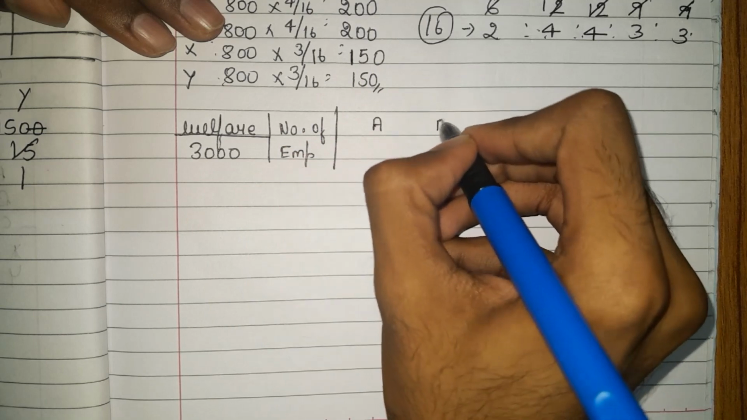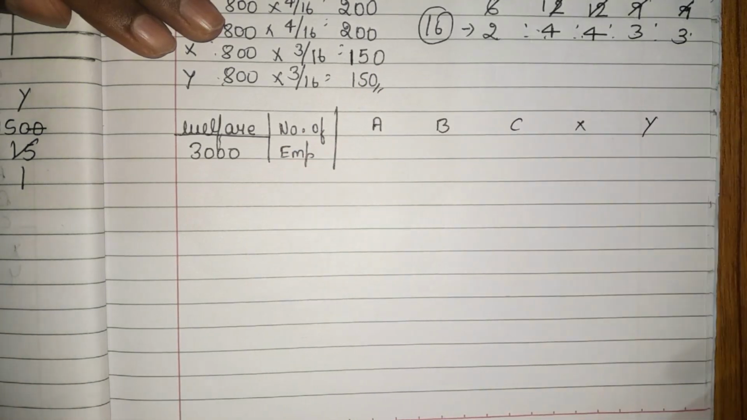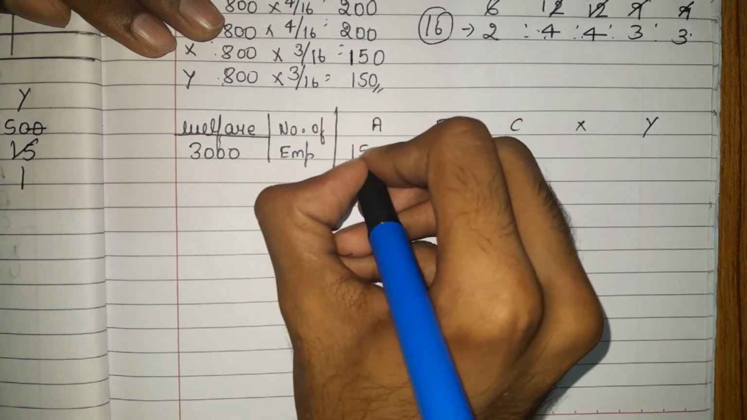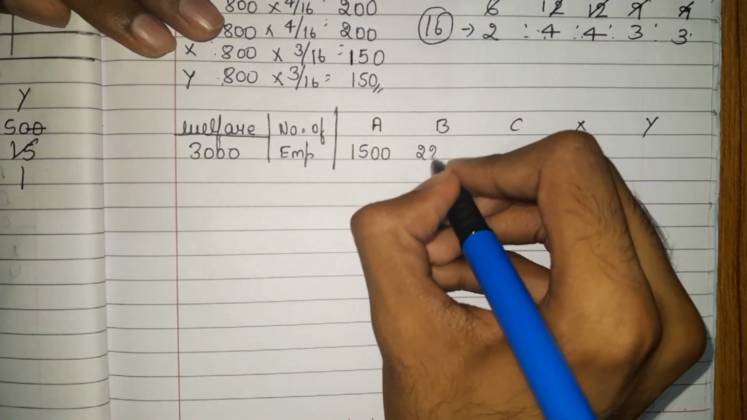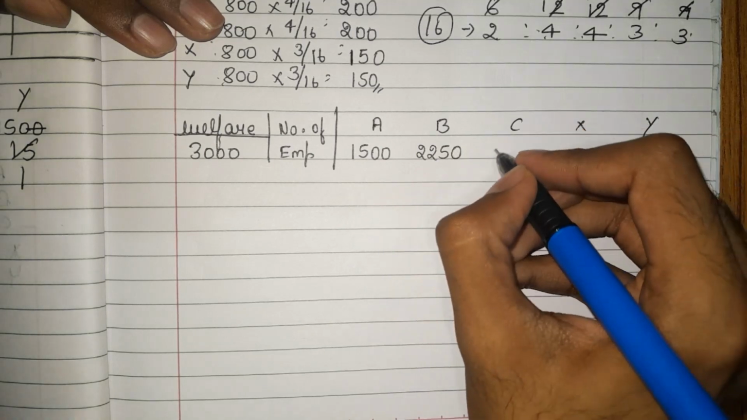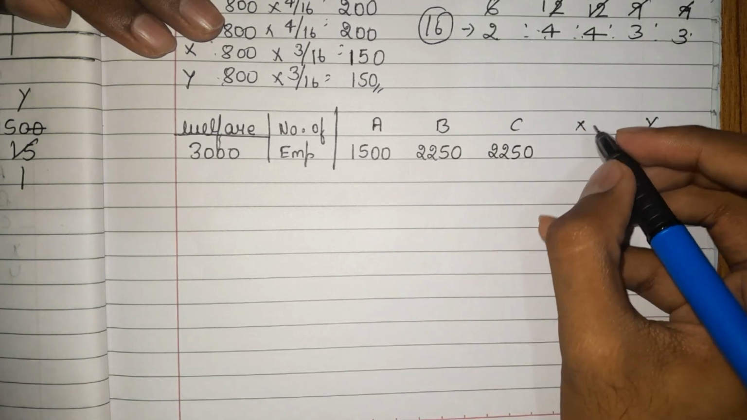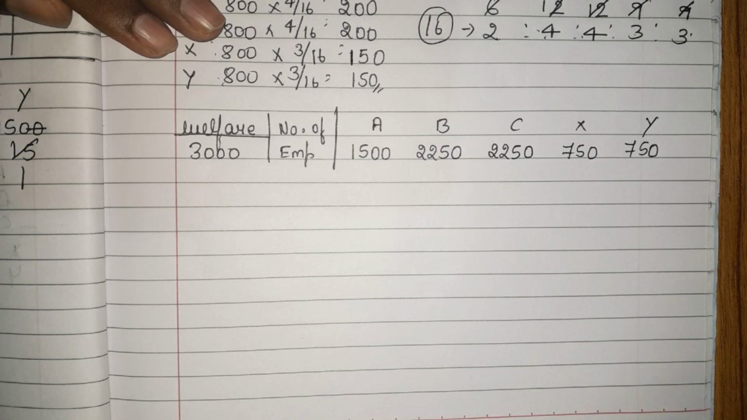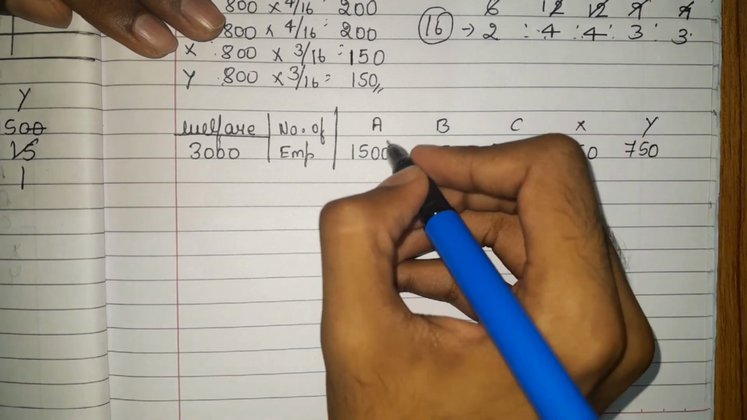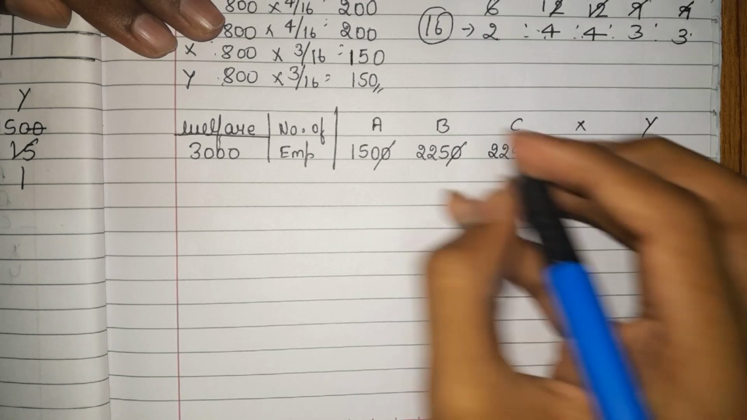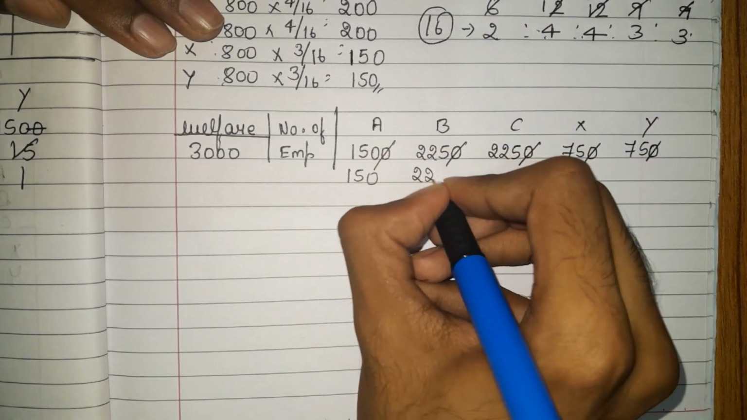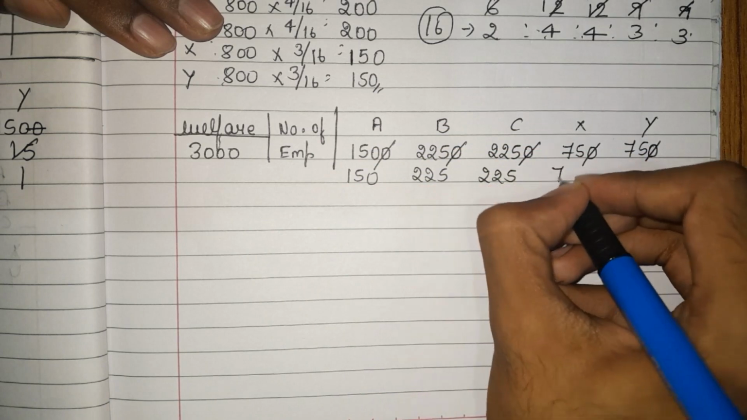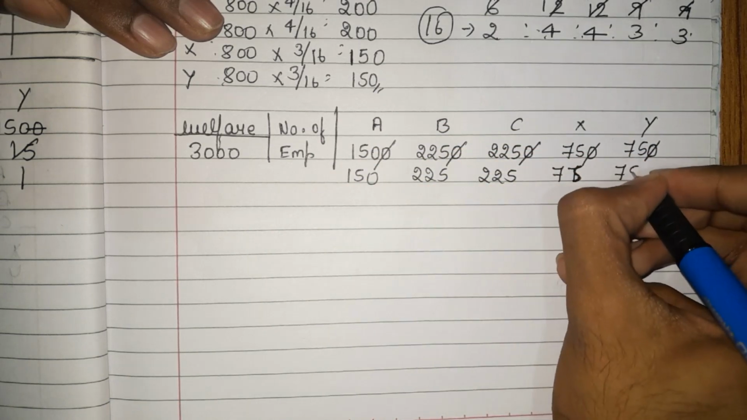So we have A department, B department, C department, X department and Y department. In A department we are having total staff members of 1500, and in B department we have 2250 staff members. In C department also we are having 2250 staff members. In X department we are having 750 and Y department 750. Now we have to cancel one zero. When we cancel one zero, here it will be 150, 225, 225, 75 and 75.